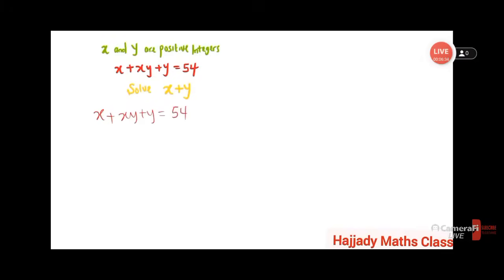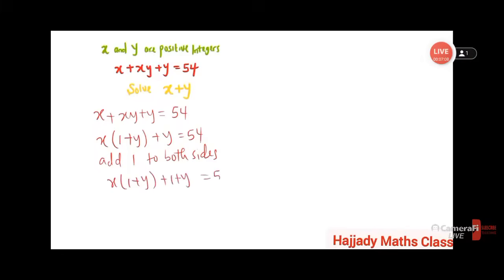So factorizing out here, we have x into bracket 1 plus y equals 54, and our intention is to find x plus y. So from here we can add 1 to both sides. So adding 1 to both sides, here we have x into bracket 1 plus y plus 1 plus y equals 54 plus 1. So with this we can have x into bracket 1 plus y plus 1 plus y equals 55.